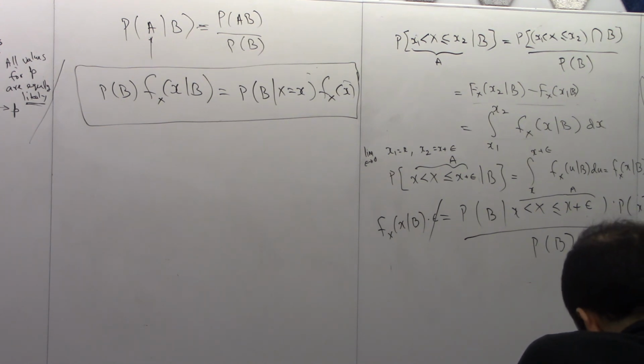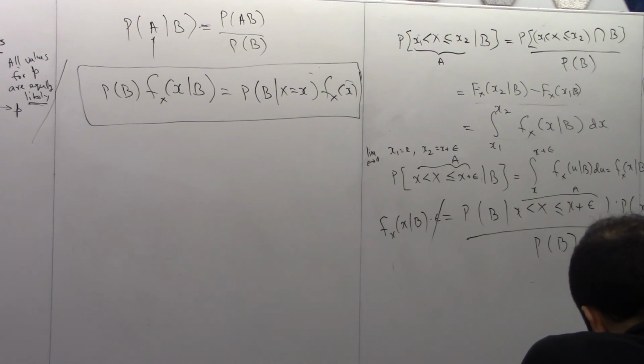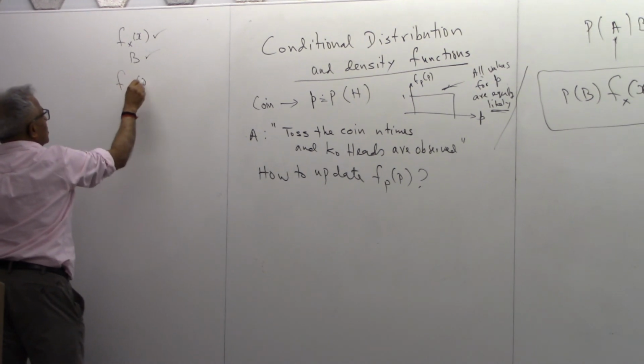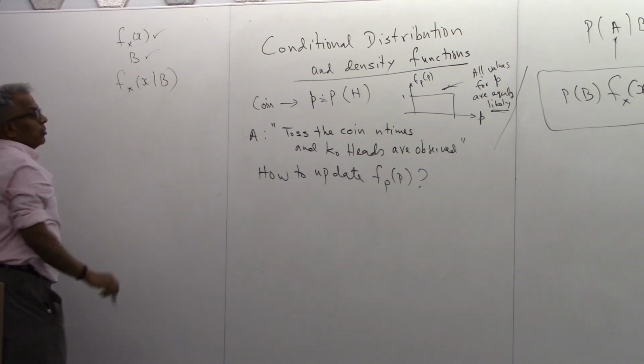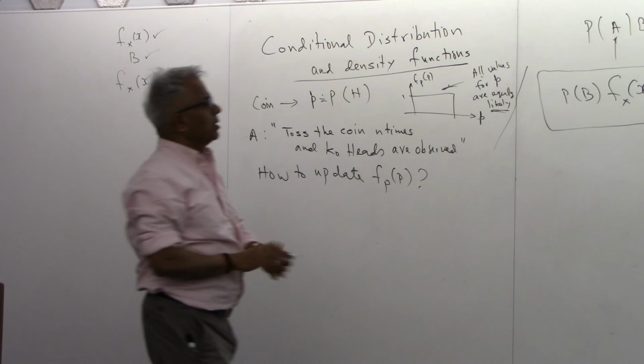So remember the story, you have the unconditional density function, we have f_X(x). It is given, then B occurs. The question is, how do you get this, right?